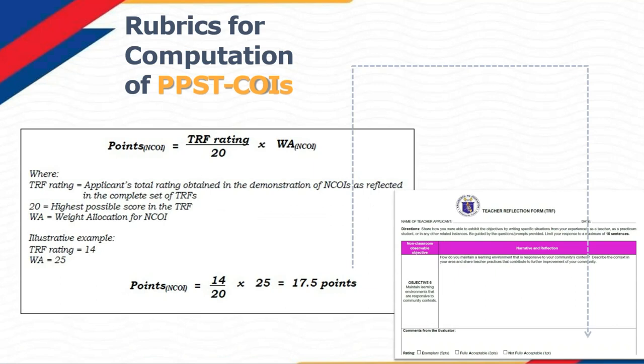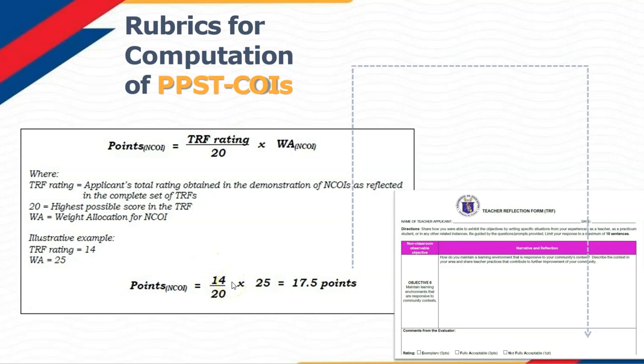Since there are 4 indicators, there will be 4 questions for this narrative and reflection. For each question, a maximum of 5 points can be given to the applicant, for a total maximum of 20 points. For example, at the end of the teacher reflection form, the applicant got a score of 14.